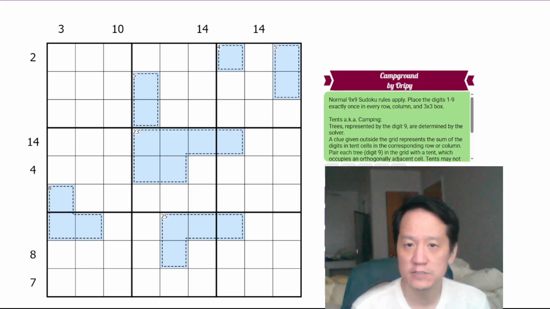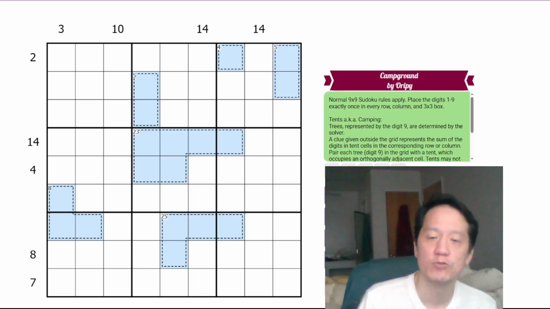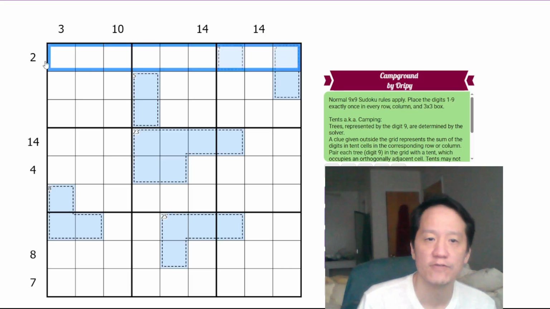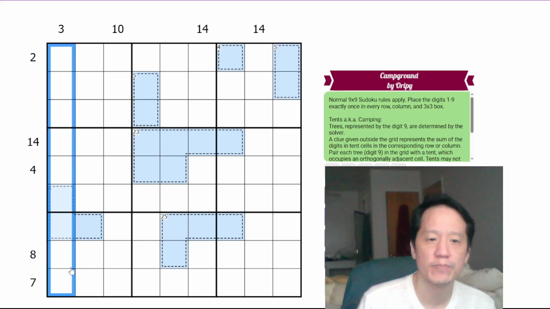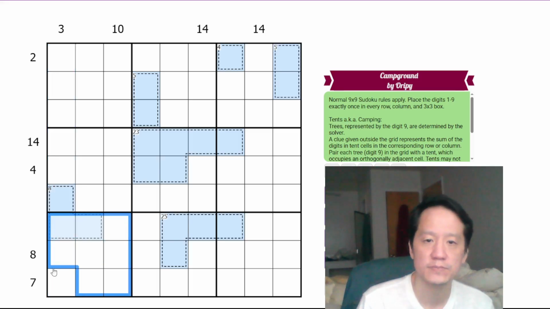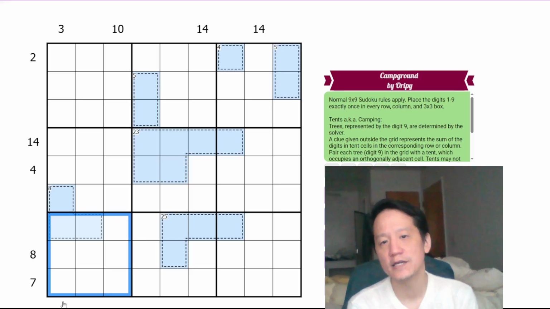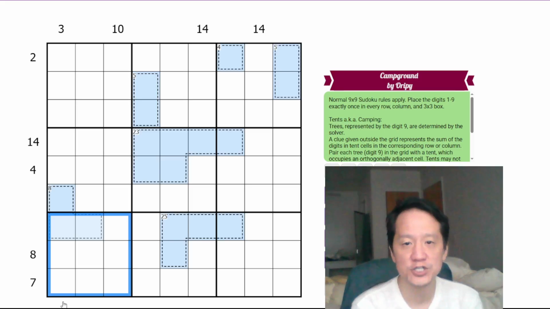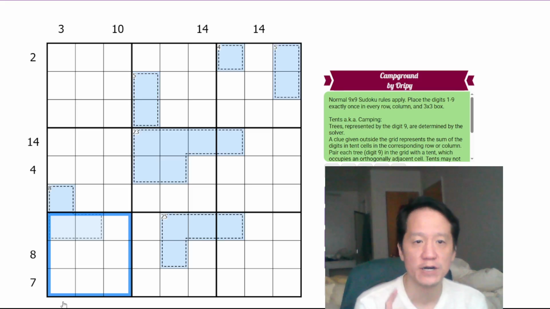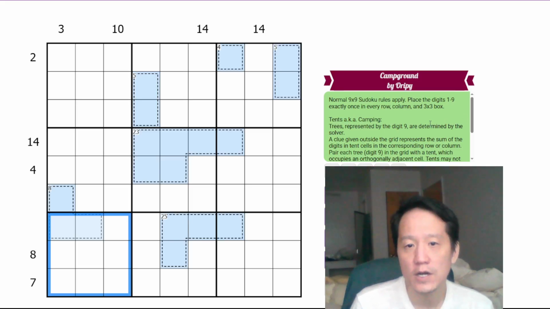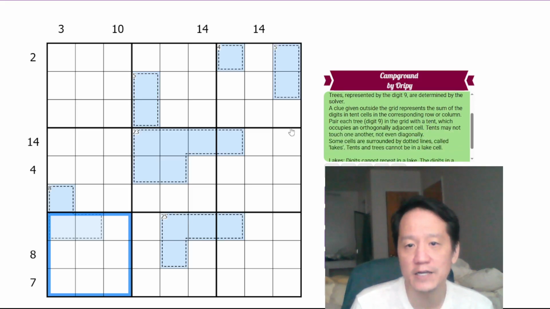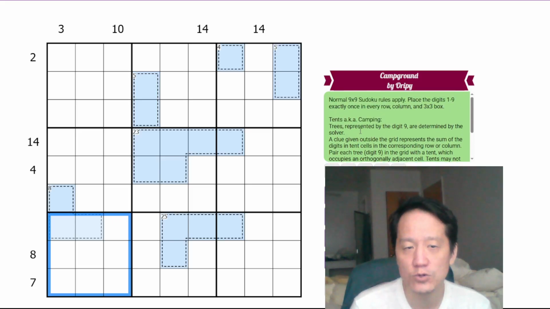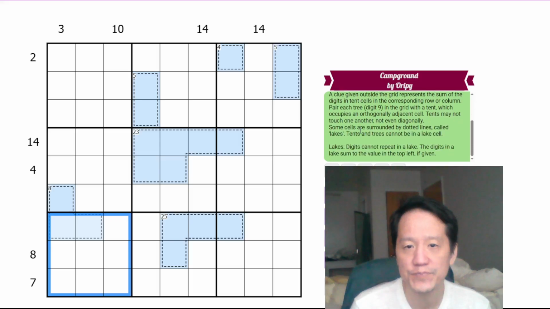Normal 9x9 Sudoku rules apply. Place the digits 1 through 9 exactly once in every row, column, and 3x3 box. Tents, aka camping. Trees represented by the digit 9 are determined by the solver. A clue given outside the grid represents the sum of the digits in tent cells in the corresponding row or column.